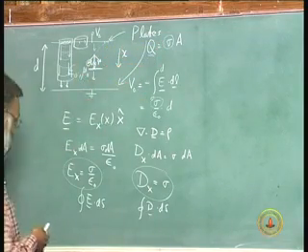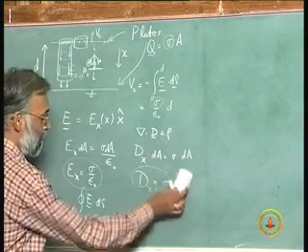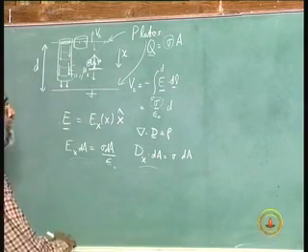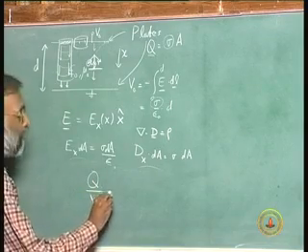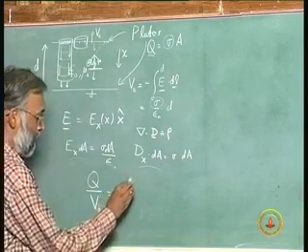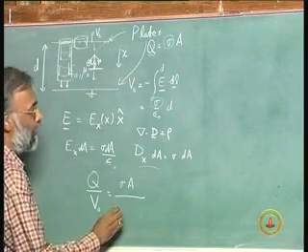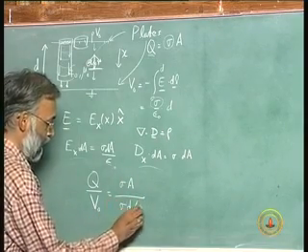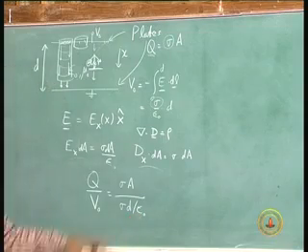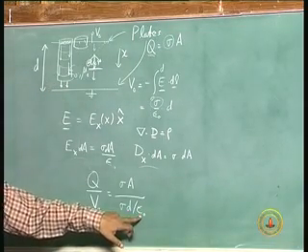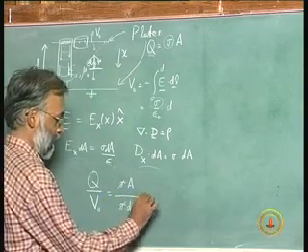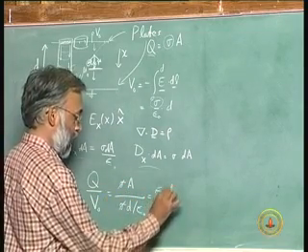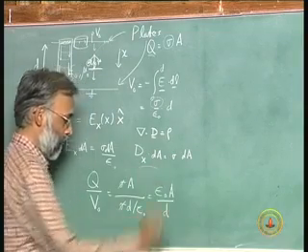So, what do I get? Well, what I get is q divided by V naught is equal to sigma A divided by sigma d over epsilon naught. Something that is in the denominator of the denominator goes to the numerator, and the sigma cancels. So, epsilon naught A over d.